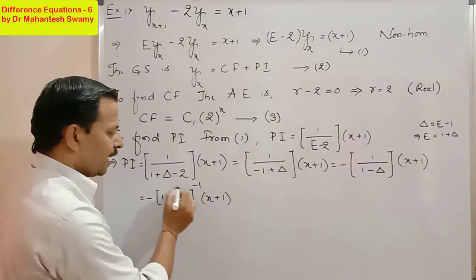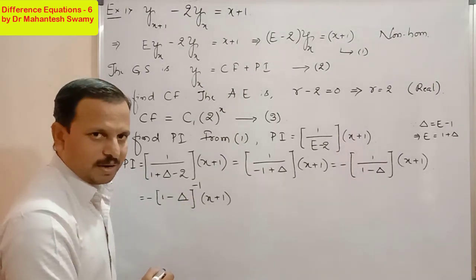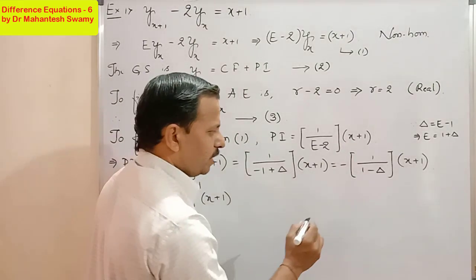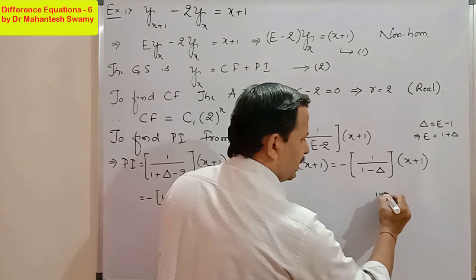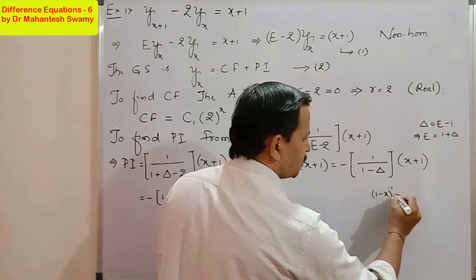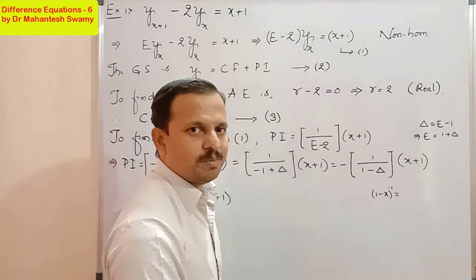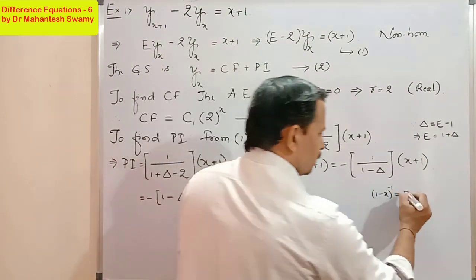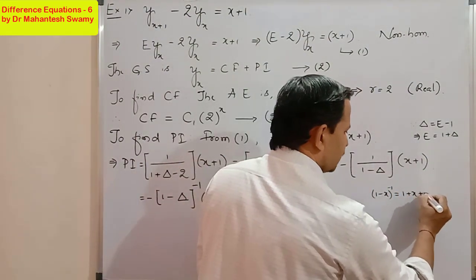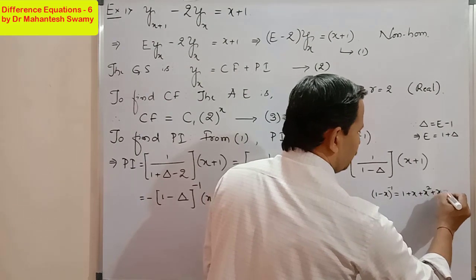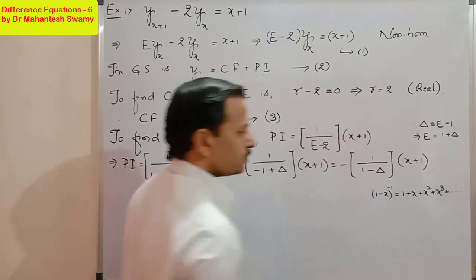Now it is time to expand it by using the binomial theorem. We have to recall here one important thing. What is that? (1 - x) to the power -1. If we expand it by using the binomial theorem, it is 1 + x + x² + x³ + and so on.